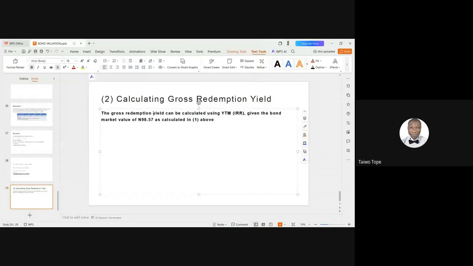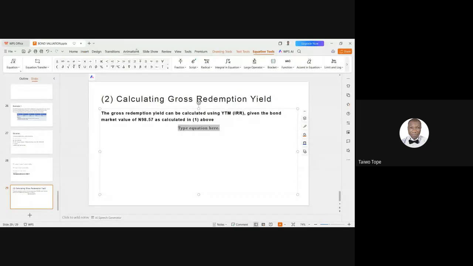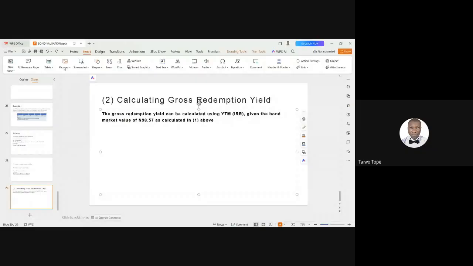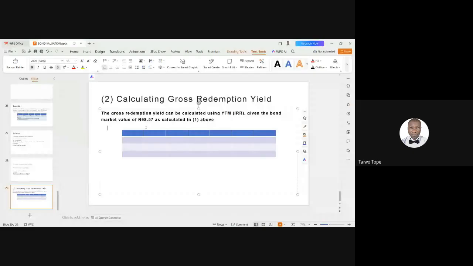So now, to solve for your IRR, you need to assume two discount factors. First, I will assume 5%. I like 5%. So when I assume 5%, what will happen? Somebody else can assume another value. So I'm assuming 5%.